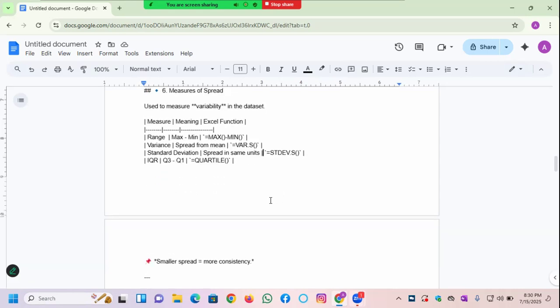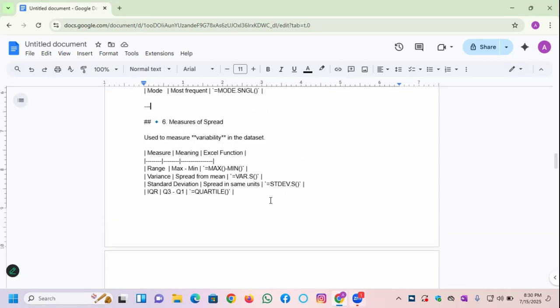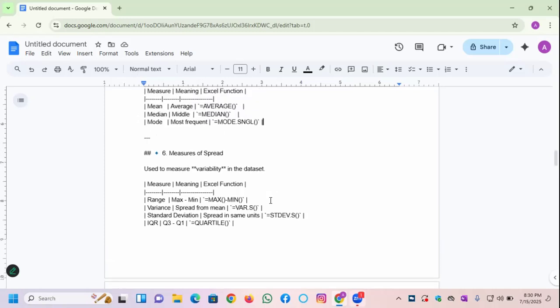So we have looked at measure of central tendency. Examples are mean, median, and the mode. Now, what of measure of spread? What do we use spread for? We use it to measure variability in a data set. That's what we use spread for. What are examples of a measure of spread? You are talking of range, variance, standard deviation, and interquartile range. Those are examples of measures of spread.